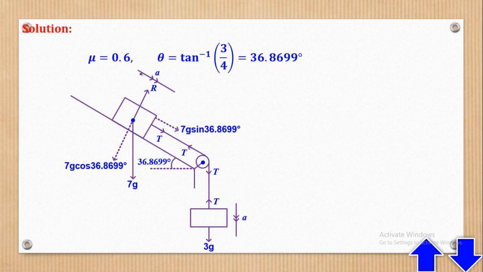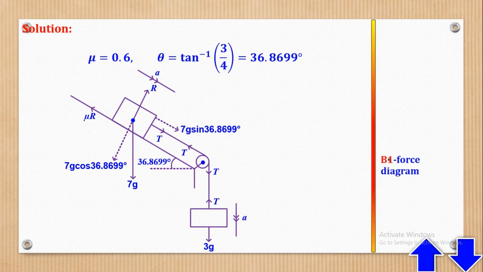Now because this one is moving downwards and this plane is rough, friction must oppose motion, meaning it must be in the upward direction. So we show our friction there, and it will be mu R, where mu is 0.6 and R is this normal reaction. Before we go to the next slide, the mark B1 will be for the correct force diagram, and force diagrams are drawn using a ruler.